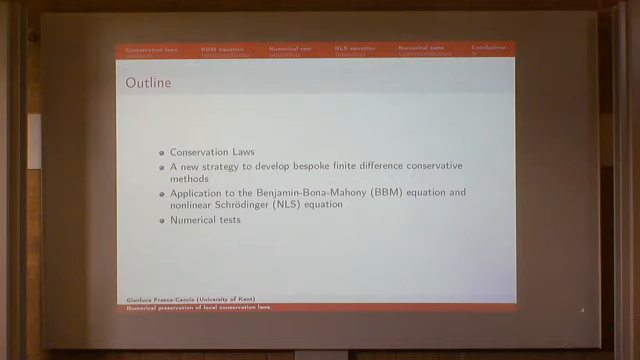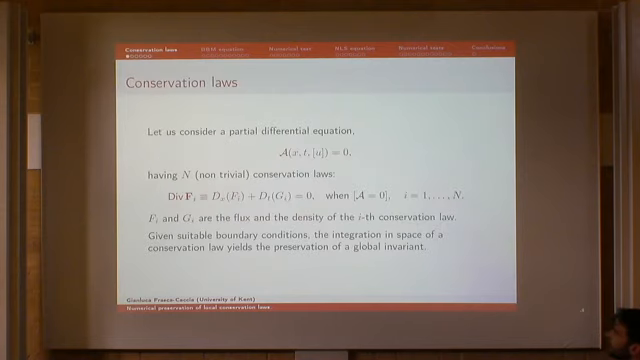In particular, we're going to apply this strategy to the DBM equation that you have already seen in an example before, and then to a system of partial differential equations, which is given by the nonlinear Schrödinger equation. And for both of these equations, we're going to see also some numerical tests to check the reliability and the robustness of our new schemes.